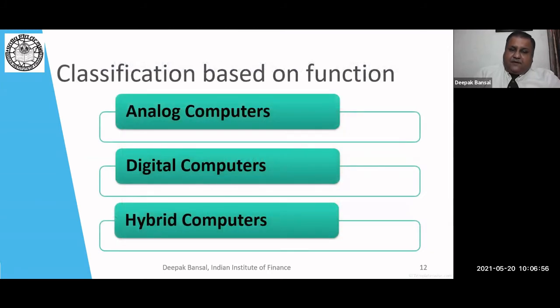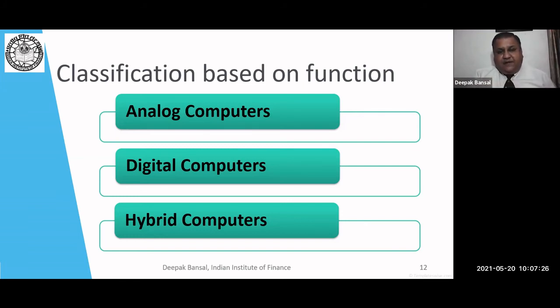When you're talking of classification of computers based on functions, it is divided into three different parts. One is analog computers, one is digital computers, and one is hybrid computers. Analog computers are basically computers which work on physical magnitudes, continuous measurement of physical magnitude, such as the flow of water, shaft rotations, or measuring length and breadth.